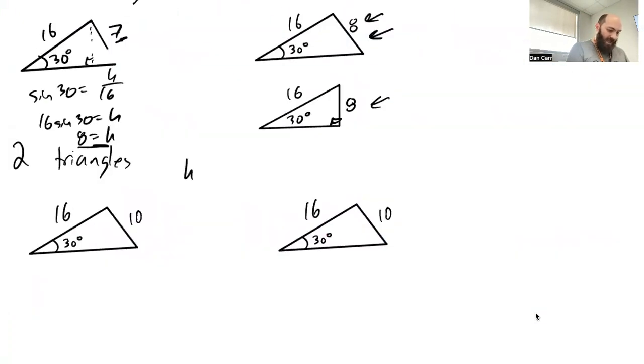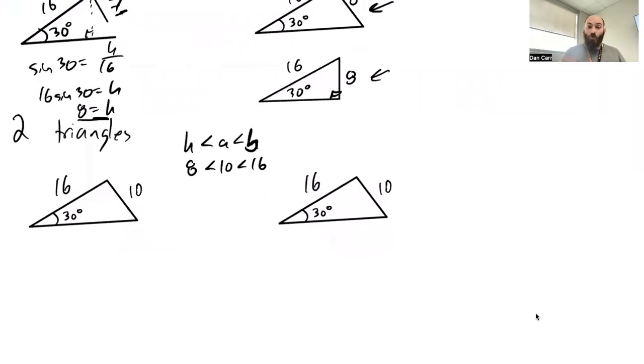Since I've got H is less than A and less than B, because the H I solved was 8, that is less than the 10, but the 10 is less than the 16. What we get is this ambiguous case where it could be two possible triangles. The second triangle is not drawn accurately because here's what the 10 would actually look like. It would actually look more like this. That side's 10, and we get this one right here.